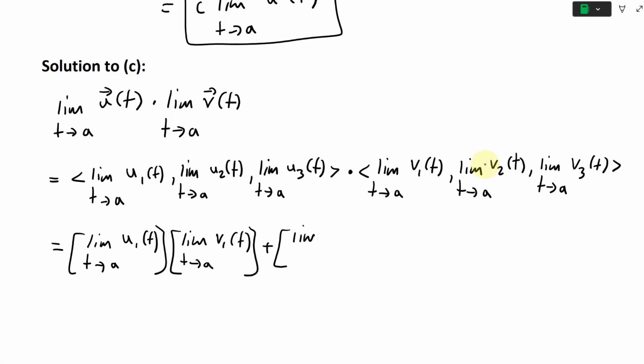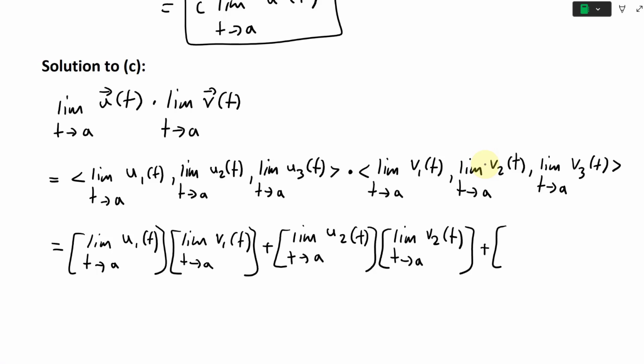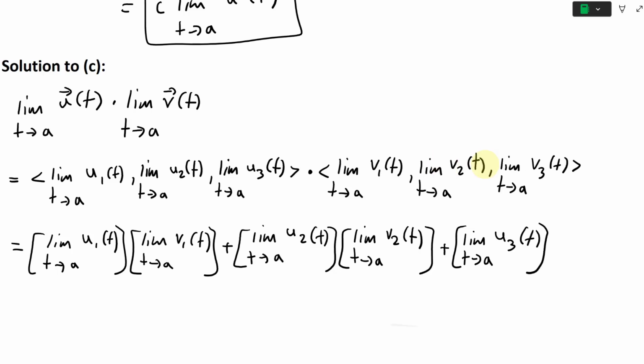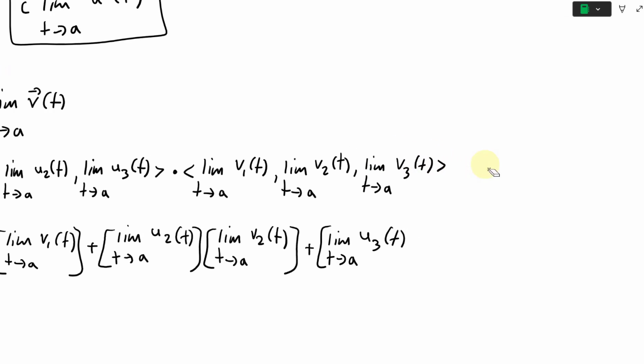This is going to be limit as t approaches a of u2 of t, and then this is going to be limit as t approaches a of v2 of t, and then plus the last one, limit as t approaches a of u3 of t multiplied by limit as t approaches a of v3 of t. All right, so we have this.